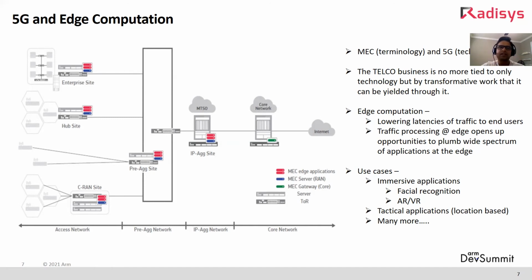What you see on the left-hand side is a typical operator deployment, where there are different aggregation sites which are available. There are core networks, IP aggregation networks, pre-aggregation networks, all the way down to the far edge, which is typically the term used when we're talking in the context of MEC. So there can be various form factors of network functions which could be available in these different aggregation site locations, depending on the exact need of these different aggregation sites.